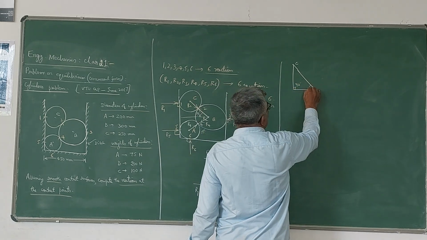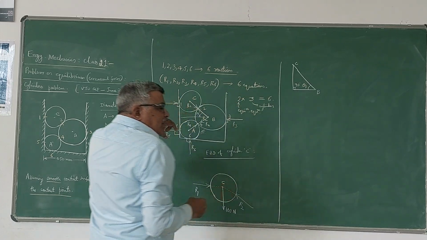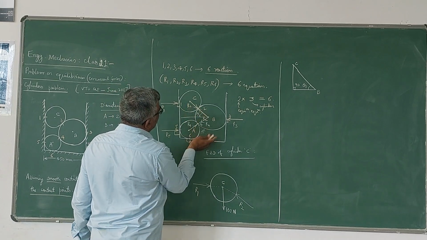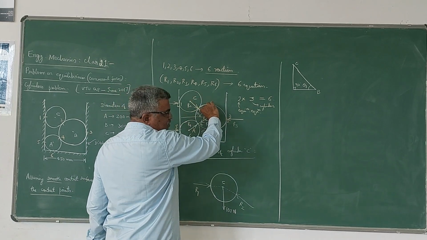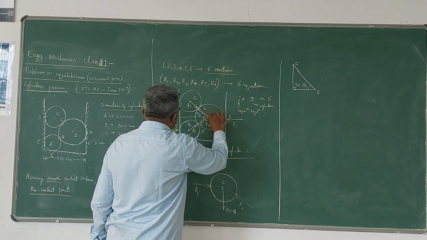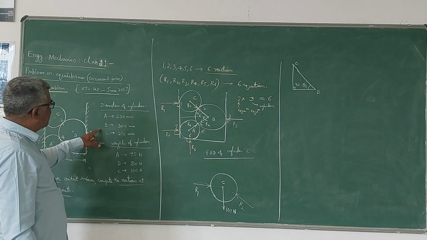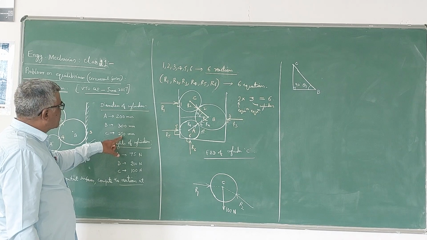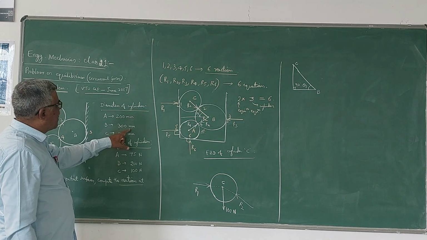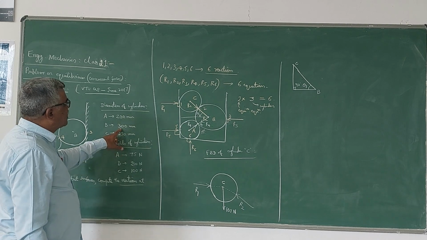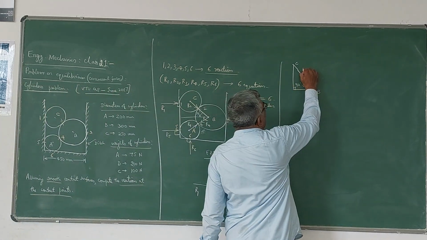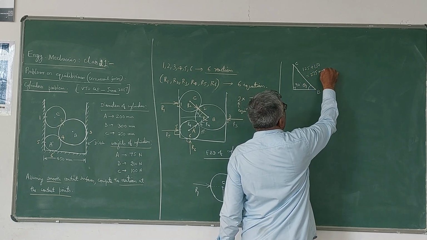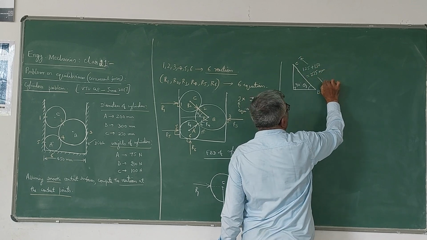Now I need this angle. This is theta 1. To find this theta 1, I need 2 dimensions. One dimension you can see here: this CB is nothing but this radius plus this radius, so radius of C plus radius of B. Radius of C will be 125 because we have been given the diameter, and we have to take half of it. Radius of B is half of this, which is 150. So 125 plus 150 is 275 mm. So the length of BC is 275 mm.